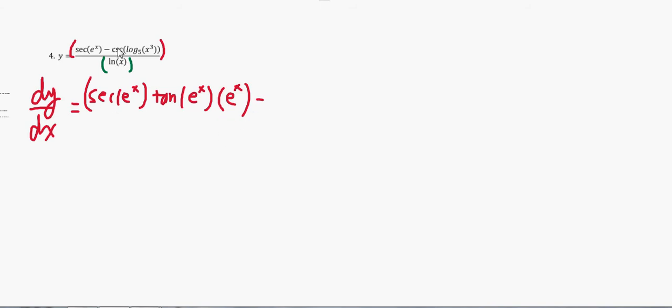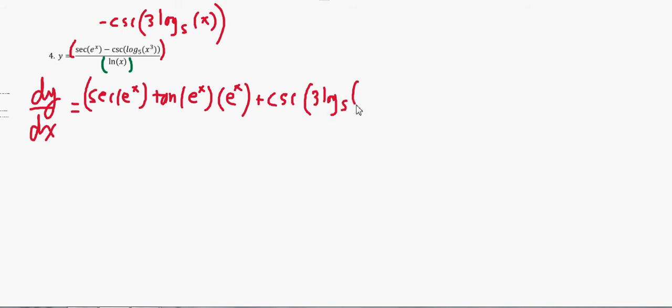Minus, now we have to derive cosecant log base 5 of x cubed. And before I do that, I'm going to rewrite that as minus cosecant of 3 log base 5 of x. Okay, bring that exponent down and makes it a little bit nicer for us. So first things first, we derive the cosecant. Well, the derivative of cosecant is negative, which is going to make this negative a positive. Cosecant of what's inside, well, that's 3 log base 5 of x times cotangent of what's inside, 3 log base 5 of x times the derivative of what's inside.